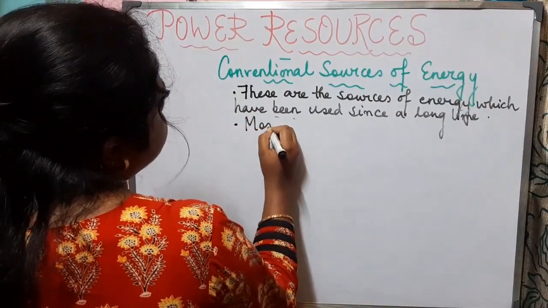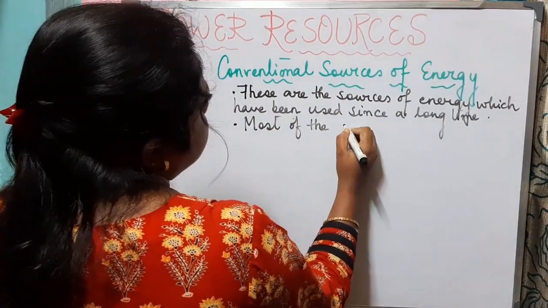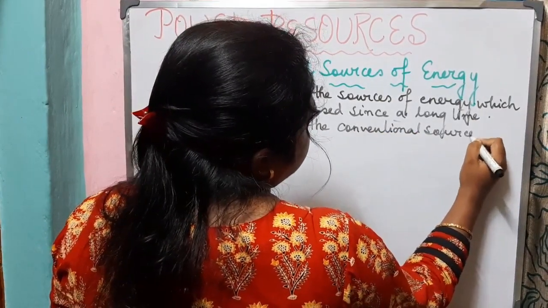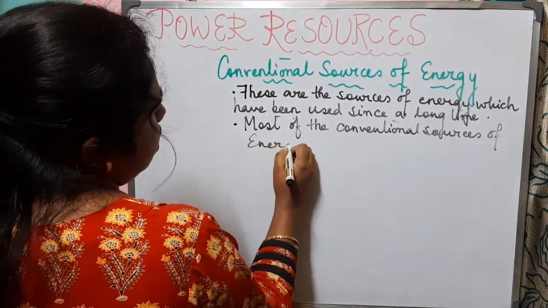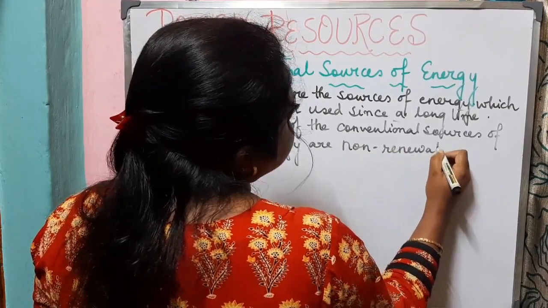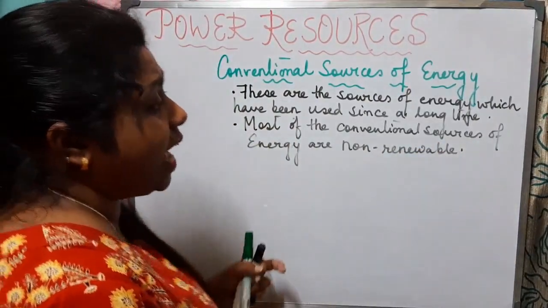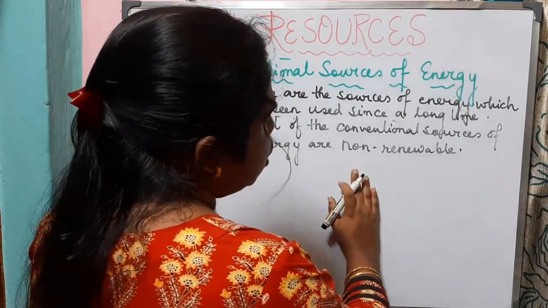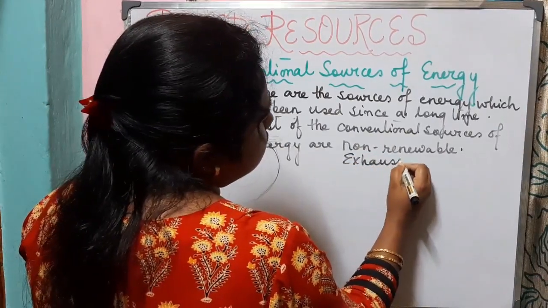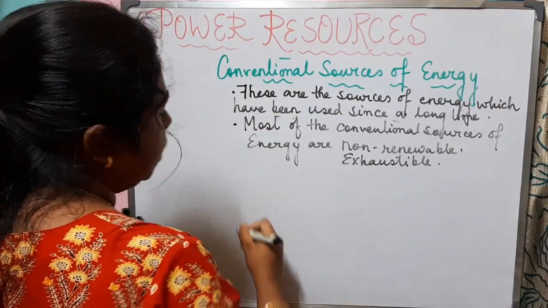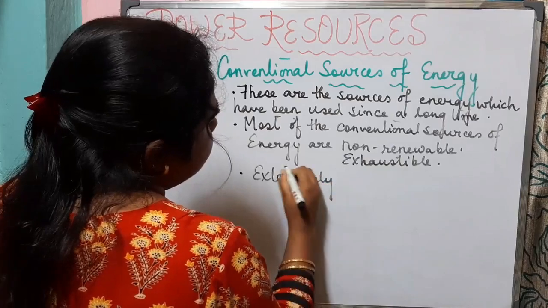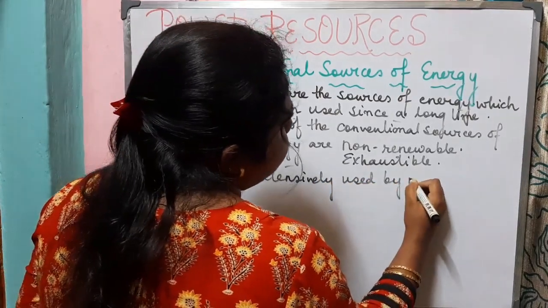Most of the conventional sources of energy are non-renewable. That means once they get depleted, it will take millions of years to replenish. So we call them non-renewable or exhaustible sources of energy. These sources of energy are extensively used by mankind.